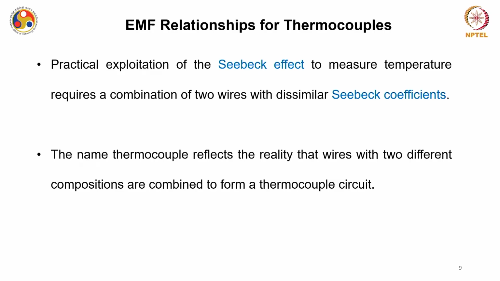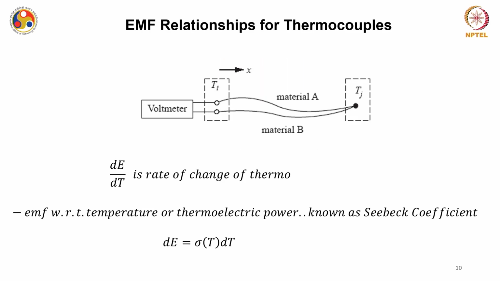Now the name thermocouple reflects the reality that wires with two different compositions are combined to form a thermocouple circuit. So you require two different wires of different materials, so a heterogeneous kind of structure. Now consider this structure where I am taking a direction also. We'll take this direction later on. Why the direction is important. Now I started from a junction Tt and I am going to a junction Tj.